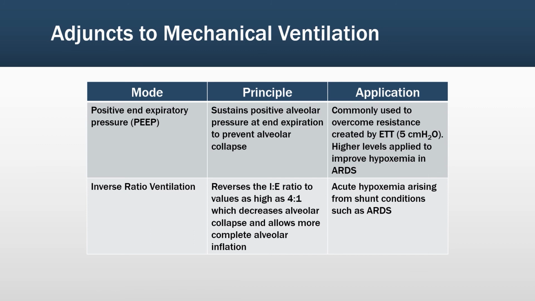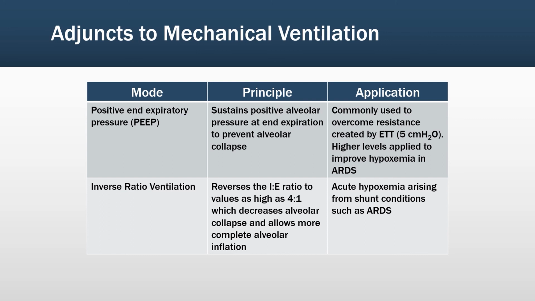Two adjuncts to mechanical ventilation include positive end expiratory pressure, or PEEP, and inverse ratio ventilation. PEEP sustains a positive alveolar pressure at end expiration to help prevent alveolar collapse. It's often used to overcome the resistance created by the ET tube, so it's usually set at about 5 centimeters of water pressure, and that's standard for almost every patient. Higher levels are used to improve hypoxemia, such as in ARDS. We're going to talk more about PEEP in the next few slides.